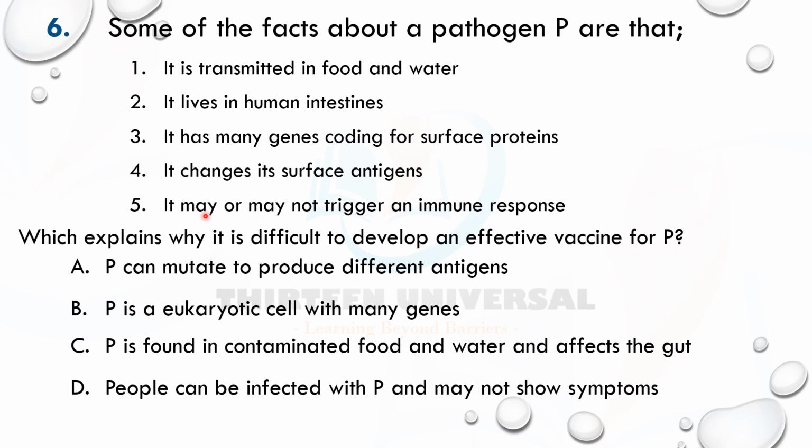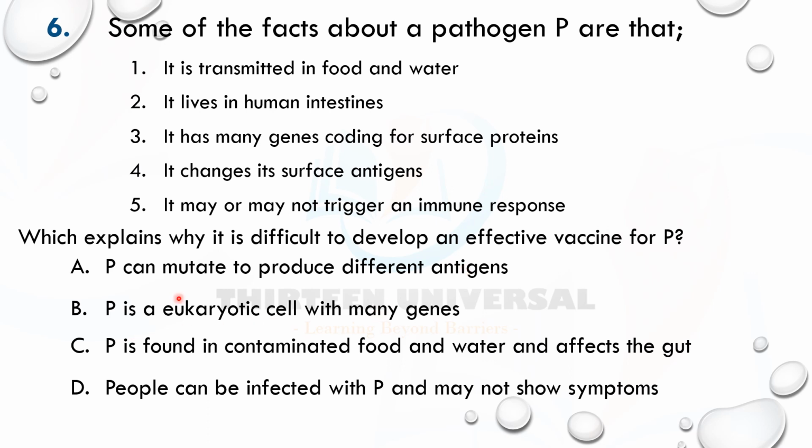Okay. Which explains why it is difficult to develop an effective vaccine for P? Why is it difficult to develop an effective vaccine for P? P can mutate to produce different antigens. Yeah, because it has many genes. P is a eukaryotic cell with many genes. All right. But this must translate to antigens, because it's antigens that trigger an immune response, non-self antigen. This is correct, but this is more suitable. Because if it has different antigens, that means it's going to trigger different immune responses. Because each specific antigen triggers a particular immune response.